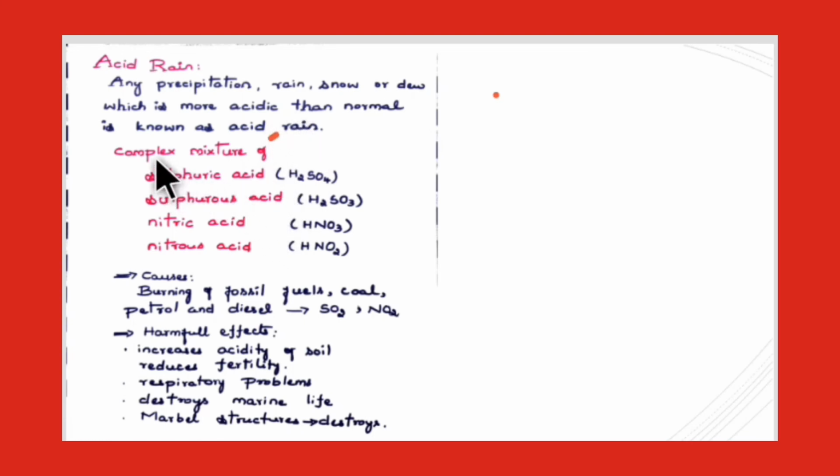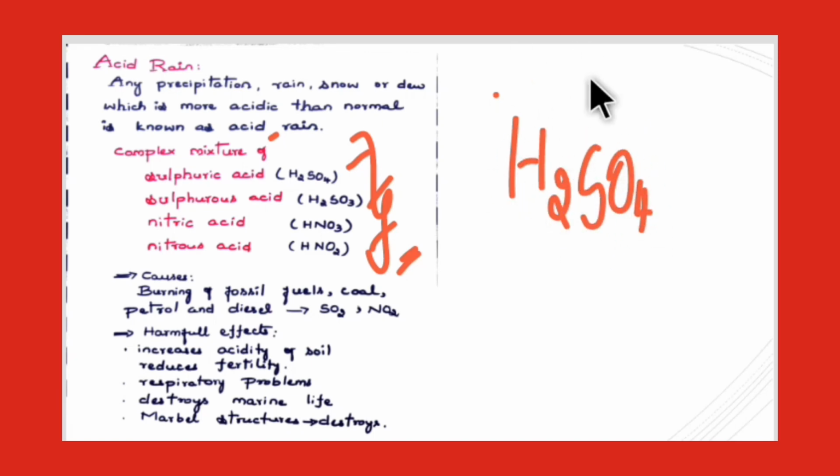What does it contain? Acid rain is a complex mixture of sulfuric acid H2SO4, sulfurous acid H2SO3, nitric acid HNO3, nitrous acid HNO2. Next, what is the cause of this acid rain? It is caused by human activities that release oxides of sulfur and nitrogen in the atmosphere. Burning of fossil fuels is also a cause. Coal, petrol, diesel all produce sulfur dioxide and nitrogen oxides. These oxides undergo many photochemical reactions and then form H2SO4.